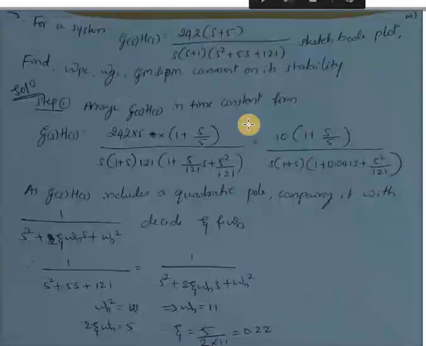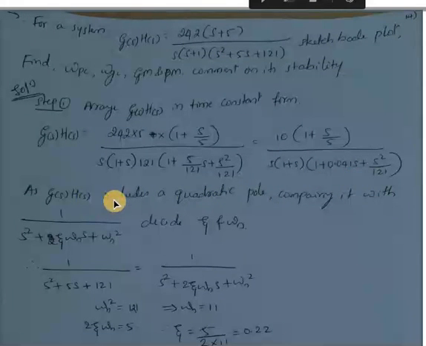For that I will take 5 common from this, so it will be 1 plus s by 5. In the denominator, this is in standard format, and this one we need to compare with s² + 2 zeta omega n s + omega n square. So I will take 121 as common from this, and I will get this.